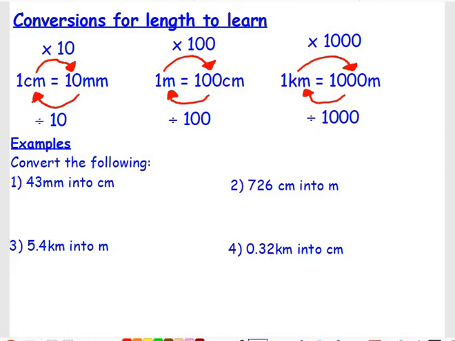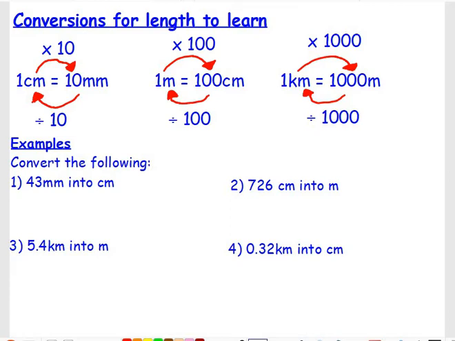And then finally, 1 kilometre is the same as 1,000 metres. So to get from kilometres to metres, we times by 1,000, and if our answer is in metres and we need to get converted to kilometres, we divide by 1,000.